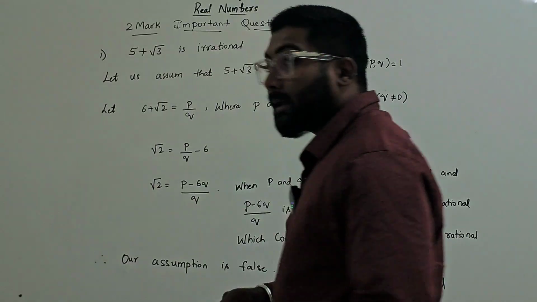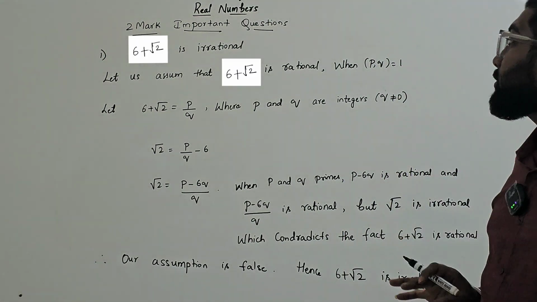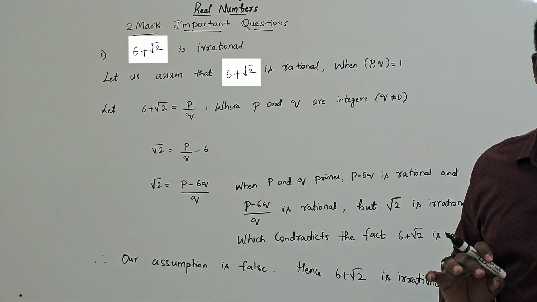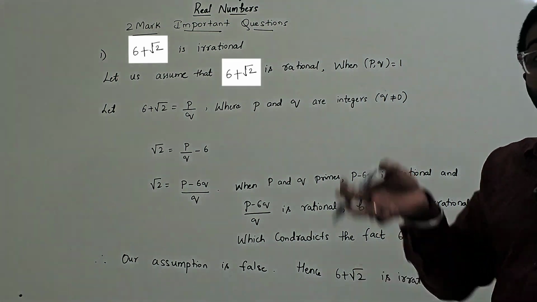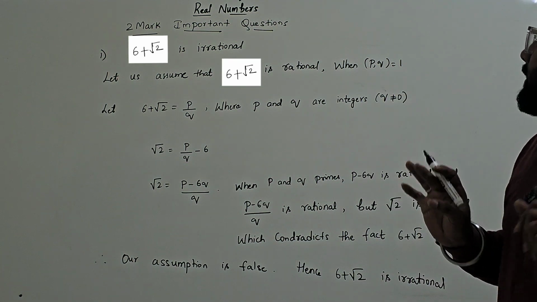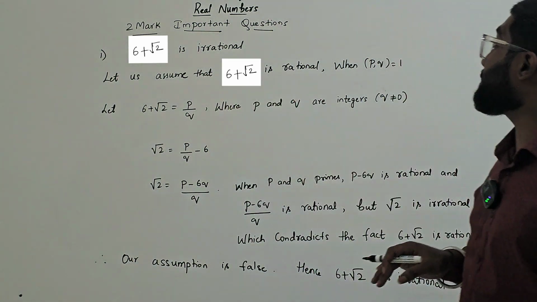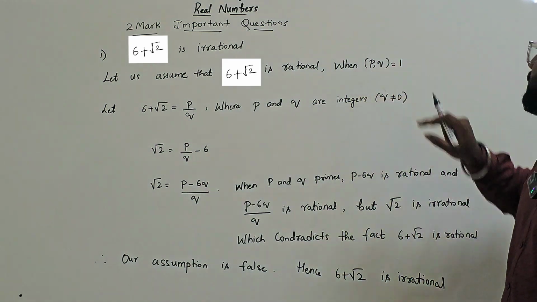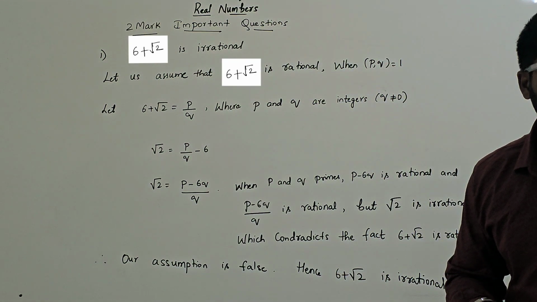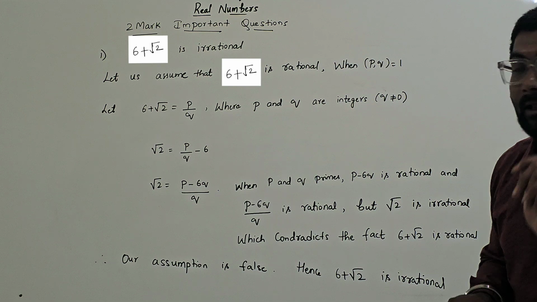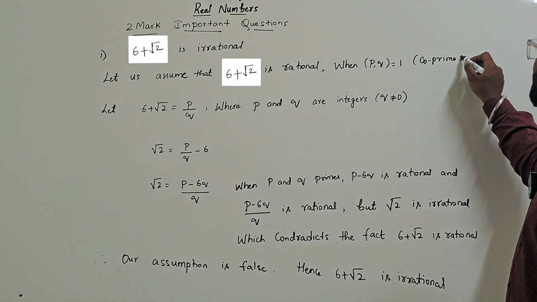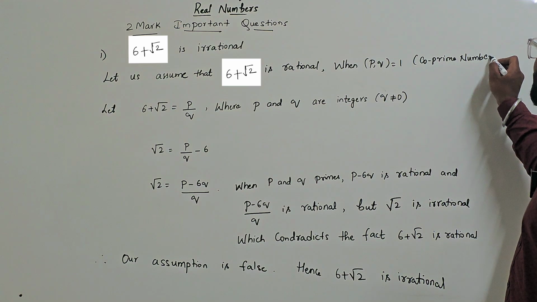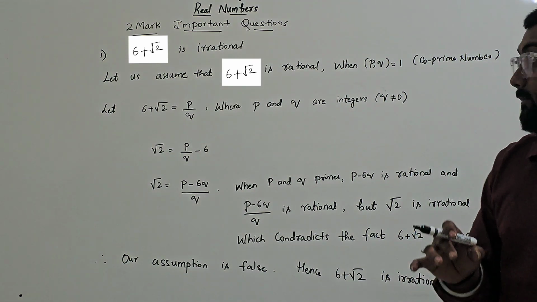Okay. Next, a 2 marks, very important question that might appear in your board examination. To prove that 6 plus root 2 is irrational, how will you prove it? First, we have to assume it as a rational number. So let us assume that it is a rational number where p comma q is equal to 1. What is the meaning of it, students? p comma q is equal to 1 means p and q are co-prime. What is the meaning of co-prime? If the HCF is equal to 1, then it becomes co-prime.